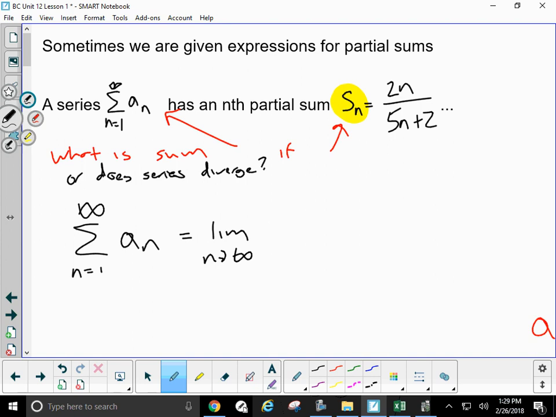This goes back to before, when we talked about the terms: the sum is just equal to the limit as n approaches infinity of your partial sum. If you know an expression for your partial sum, you just find that limit, and in this case it equals 2/5.